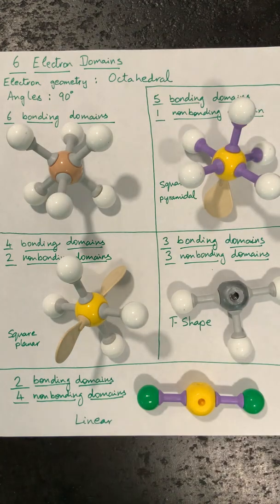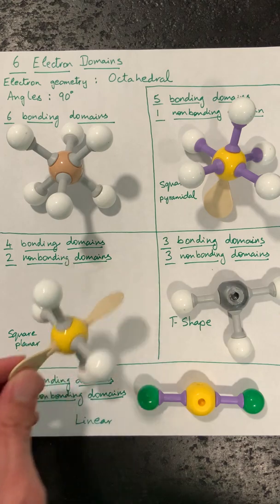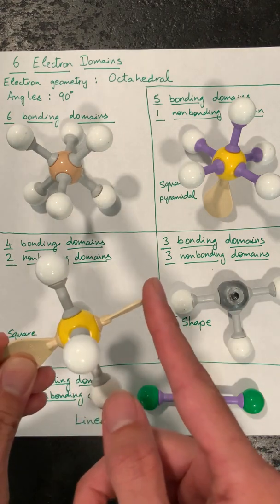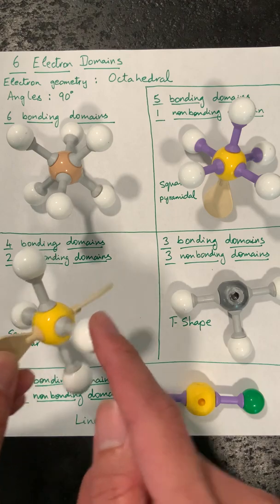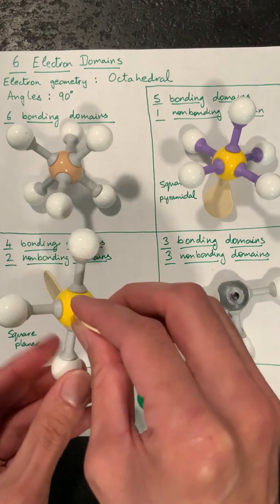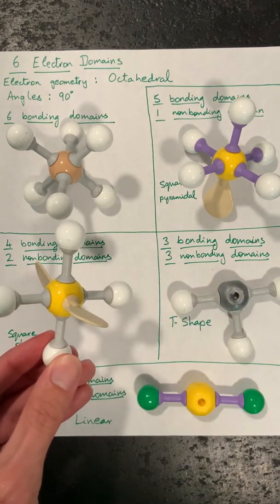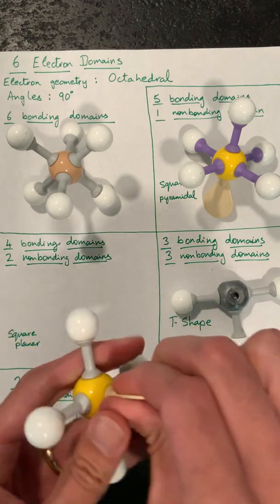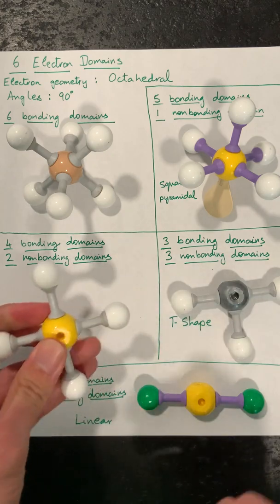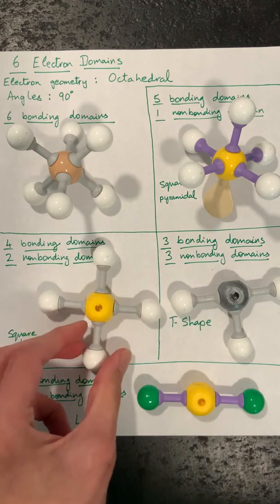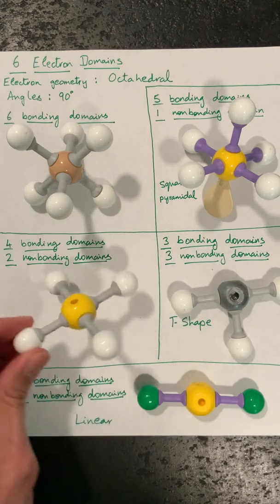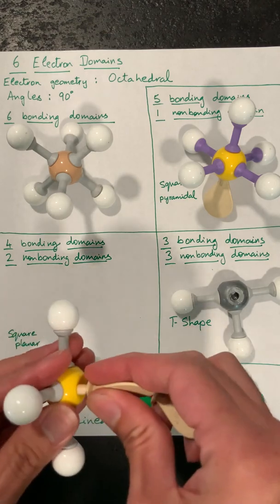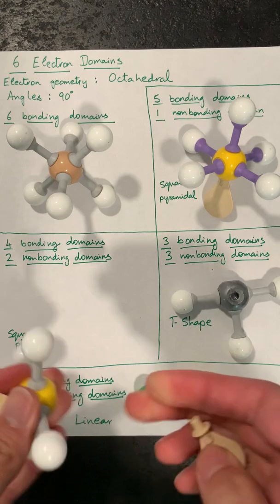Next, if we take away 2 bonding domains, they come off on opposite sides so that they each have the most space. Since these want lots of space, we don't put them next to each other. Now this is called a square planar configuration. Again, if I remove these, you'll see that we have a square and it's flat. The rest, all of those atoms are in the same plane. This is the only way that you can get a square planar configuration.